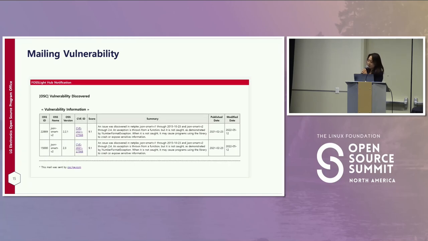Lastly, let me briefly explain the method of automating vulnerability management using FOSSLight. Based on the open source BOM we have analyzed, FOSSLight can automatically send an email like this when new vulnerabilities are discovered in the existing project. I mean, vulnerability is changing every day. So we completed an open source project, and one day a new vulnerability comes, and developers can receive this mail.